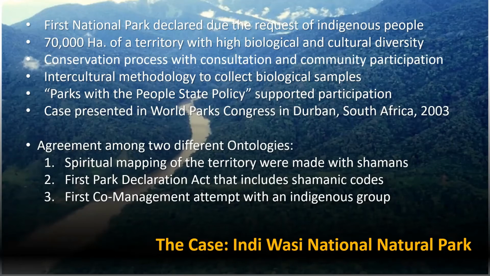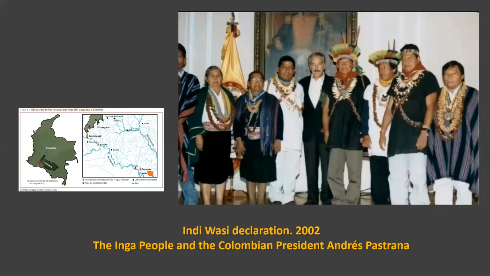But there is another reason to have some hope to sustain environmental governance initiatives. Recently, Santos, the president that achieved the peace process, publicly declared that the highway connecting the Andean region and the Amazon would not be built.